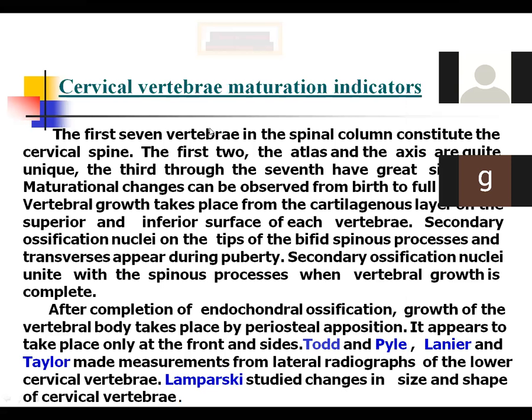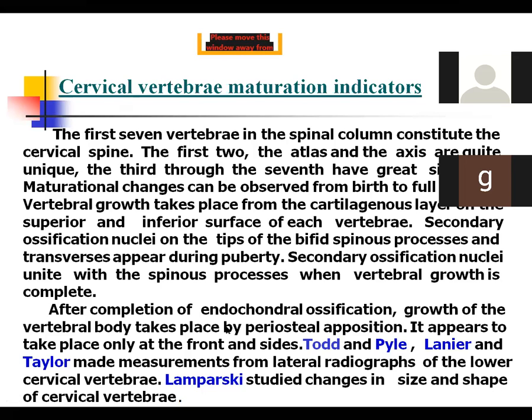Next method used is the cervical vertebral maturity indicator. The first 7 vertebrae in the spinal column constitute the cervical spine. The first 2, the axis and the atlas, are quite unique. The third through the 7th have great similarity in maturation changes and can be observed from birth to full maturity. Vertebral growth takes place from the cartilaginous layer of the superior and inferior surface of each vertebra. Secondary ossification nuclei on the tips of the bifid spinous processes and transverse processes appear during puberty. Secondary ossification nuclei unite with the spinous process when the vertebral growth is complete.